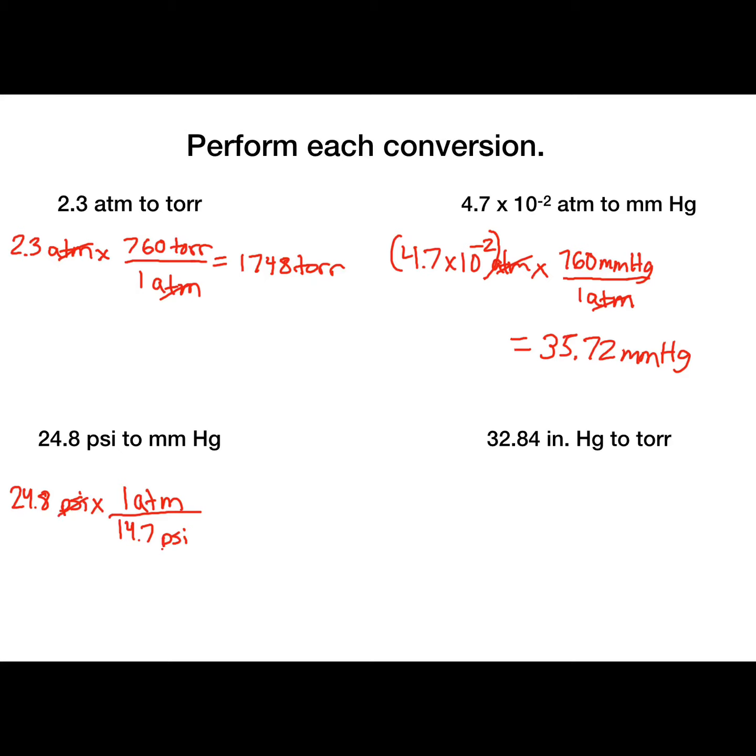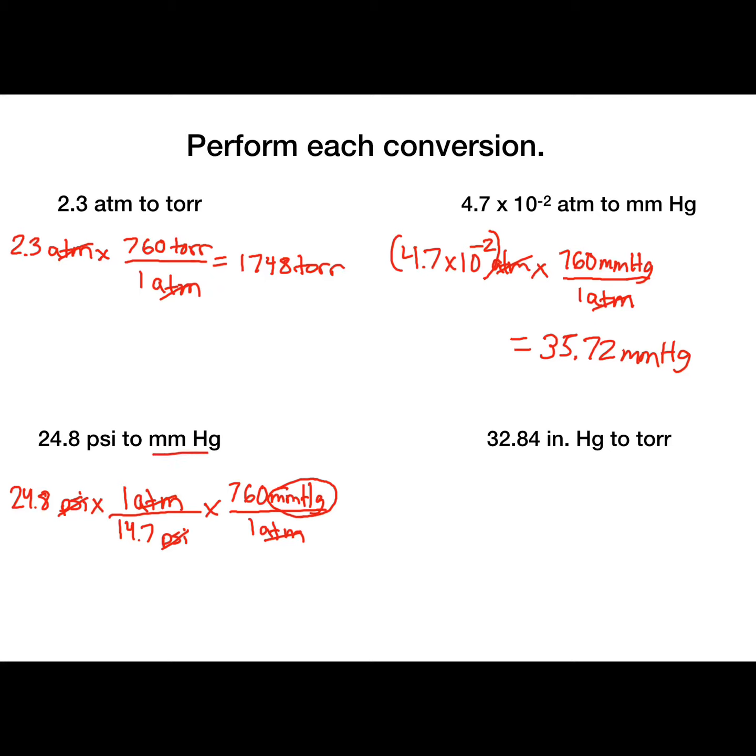Our PSIs cancels out. Now we need to go from ATM to millimeters of mercury, and we can use the same conversion factor as the last equation. So we know that in 1 ATM there is 760 millimeters of mercury. So 760 millimeters of mercury goes on the top, and our 1 ATM goes on the bottom. Our ATMs cancels out, and we are left with our millimeters of mercury, which is what our problem is asking.